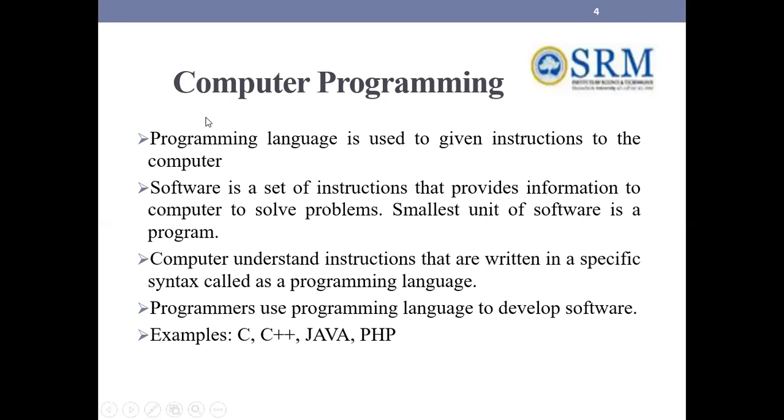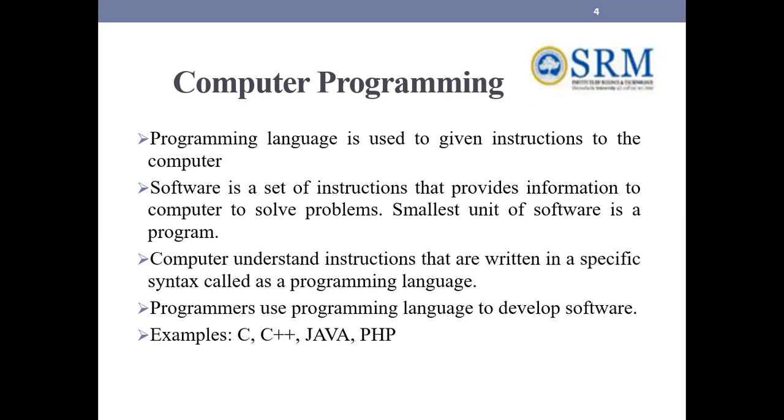And what is computer programming? So there is a problem. We are providing solutions in the form of a program. So the program should be executed on a computer. So computer programs solve human problems in the form of software. A programming language is used to give instructions to the computer. So it has a set of instructions that provide a solution to the given problem. Software is a set of instructions that provides information to the computer to solve problems.